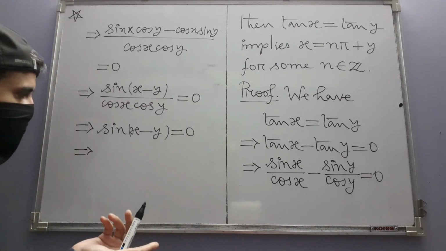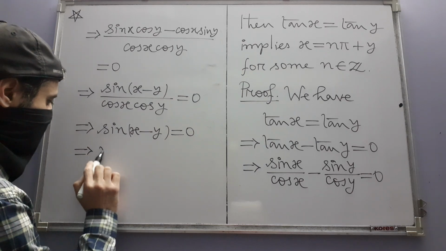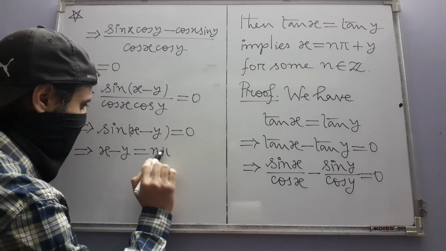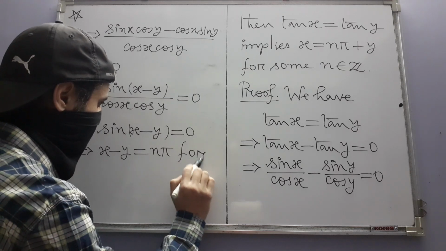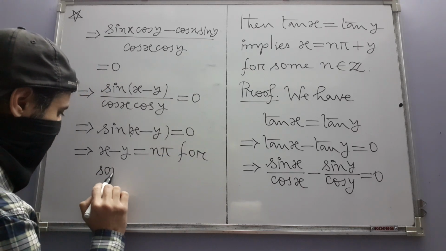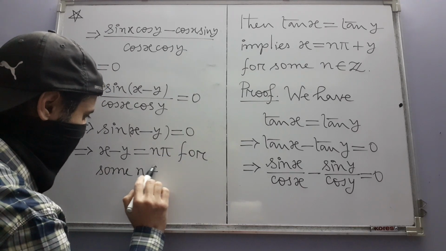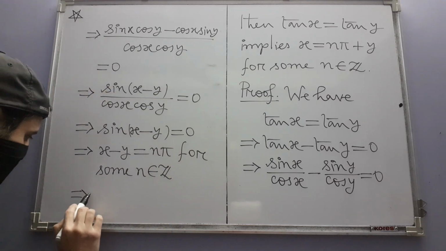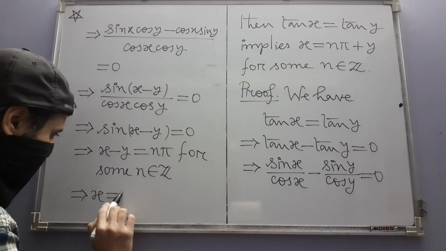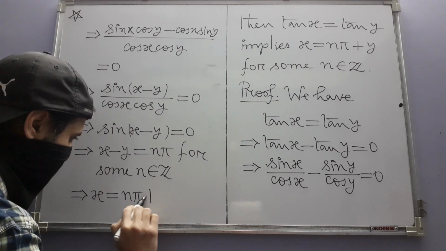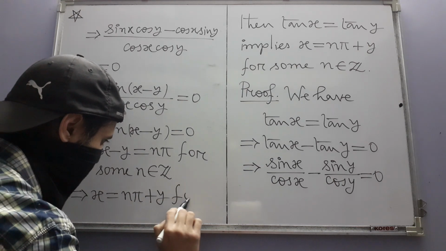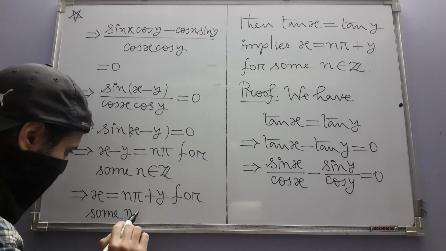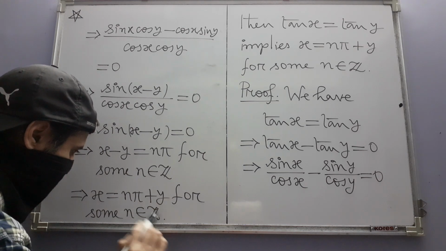But then you know precisely when sine becomes 0, namely when it is an integer multiple of pi, for some integer n, and this implies x is equal to n pi plus y, for some integer n.